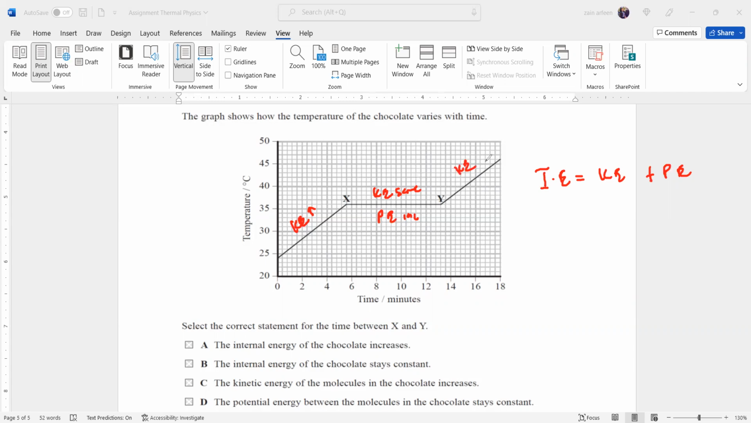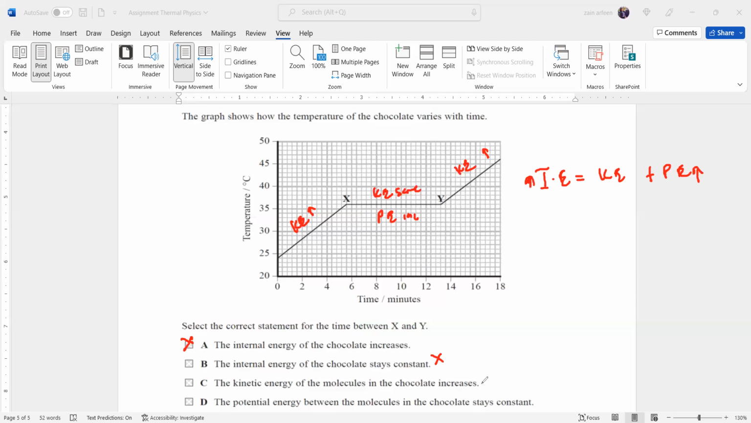Here also kinetic energy increases. So in all the regions, the internal energy is increasing. But we have to tell from X to Y what happened. The internal energy of the chocolate is increased. That's true because kinetic is not changing, but potential changes. Internal energy is not constant here, as the potential energy is increasing, so internal energy will also increase.